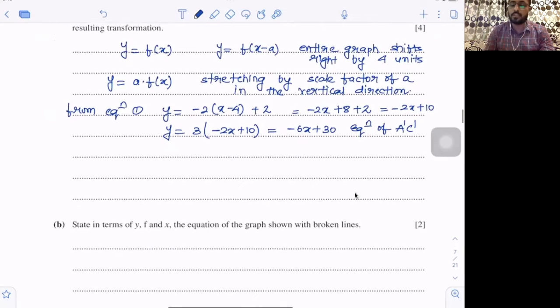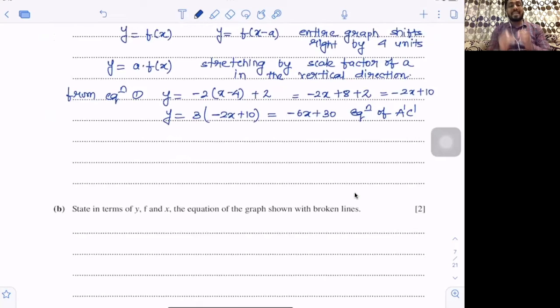That means the original graph is getting stretched by 3 units. See, the scale factor is 3 here, and the original graph is also shifting only in the right direction, not in the y direction, students. The graph is not shifting in the y direction. If it was shifted in the y direction, then your original graph of y equal to f of x will become like this: y is equal to f of x plus a.